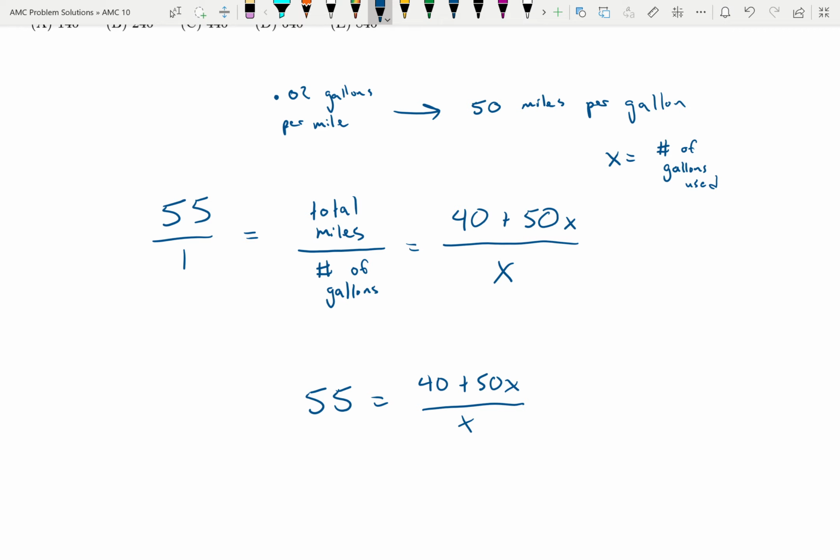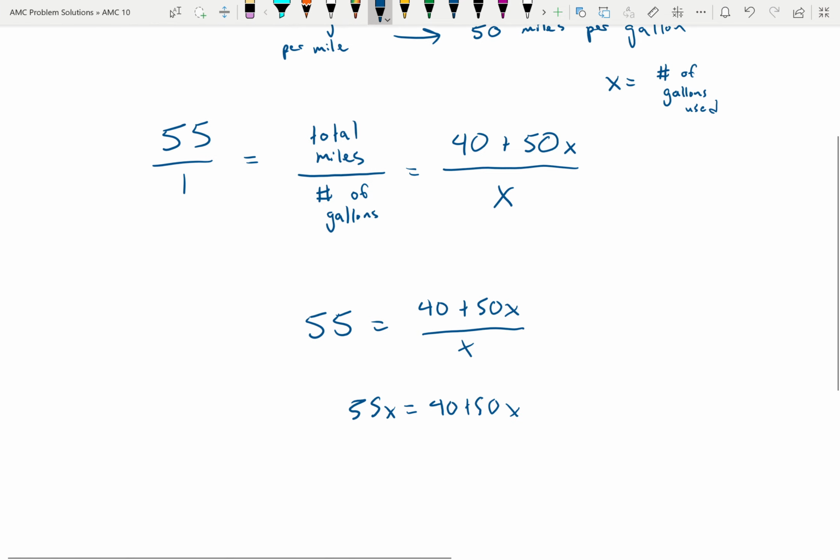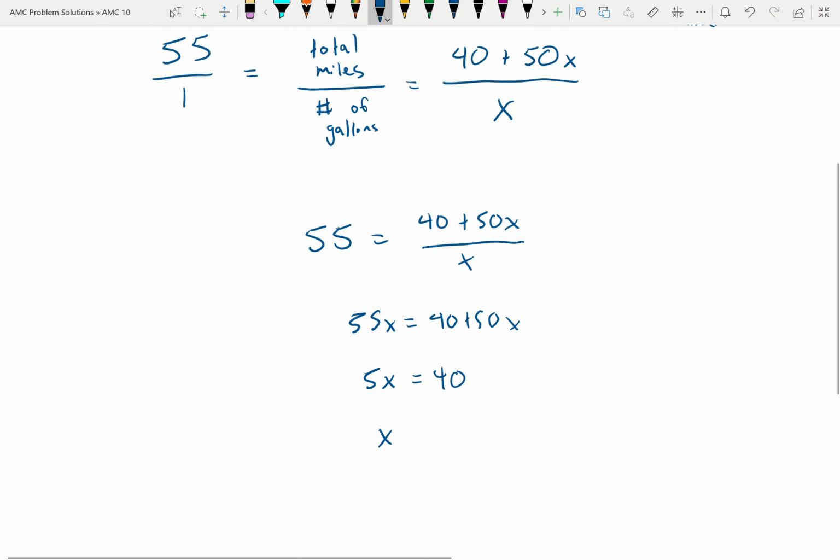And so we can solve for x. So 55x is equal to 40 plus 50x. And then we'll find that 5x is equal to 40. So therefore, x is equal to 8.